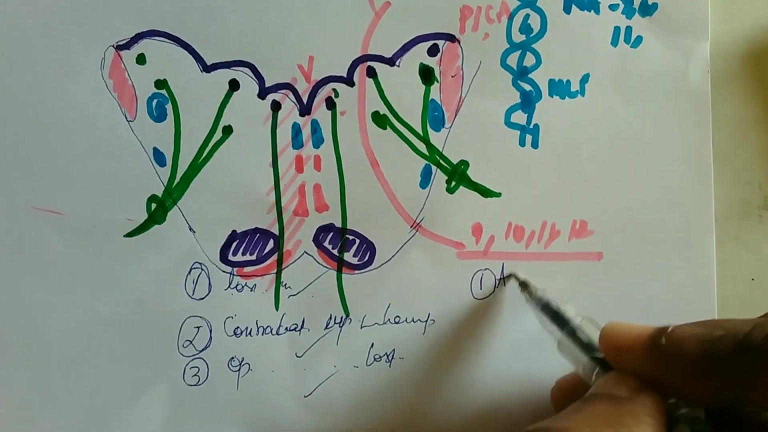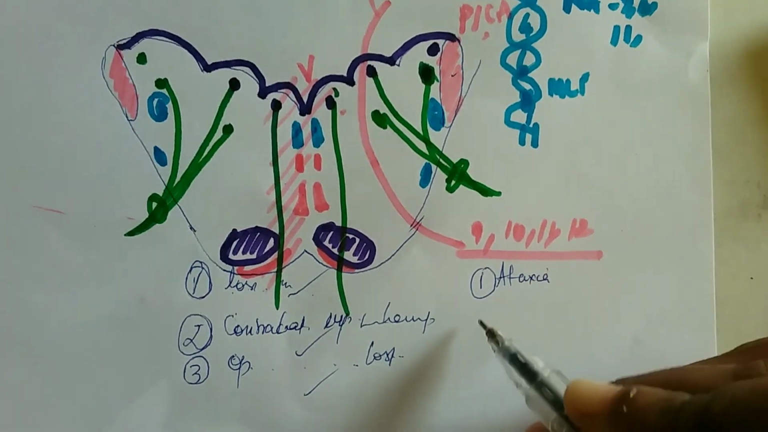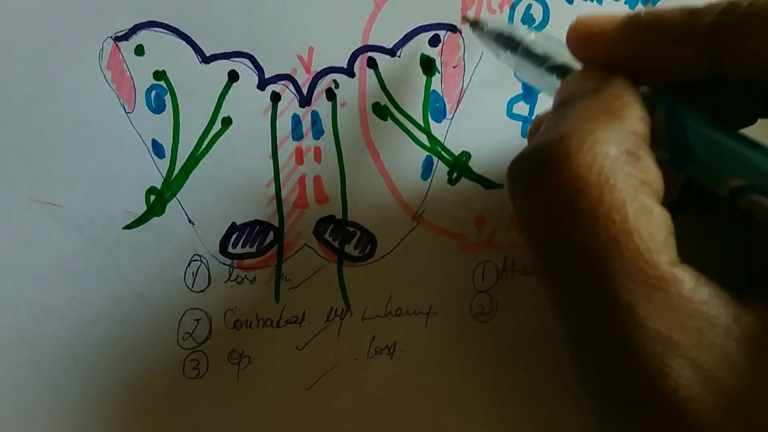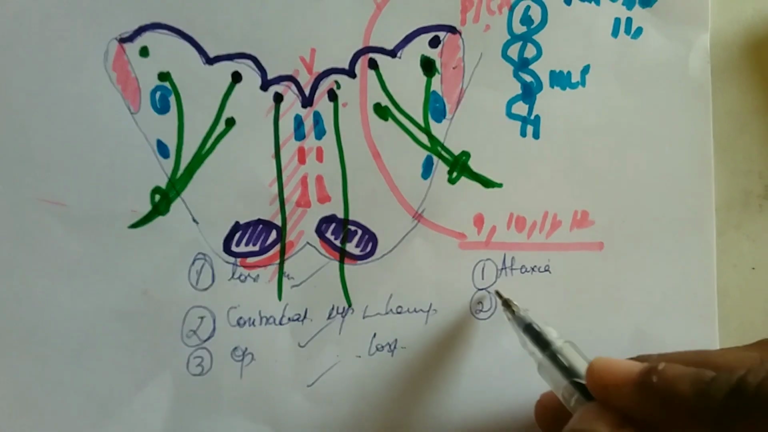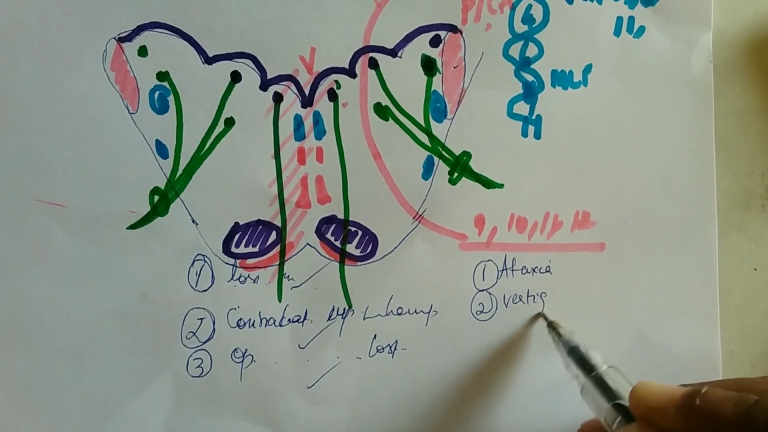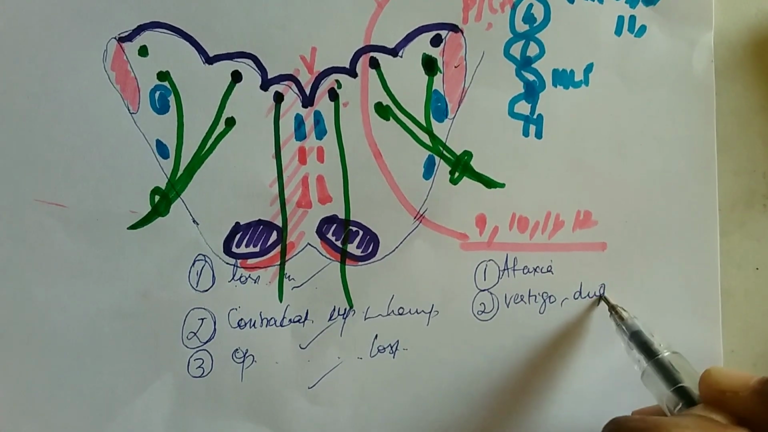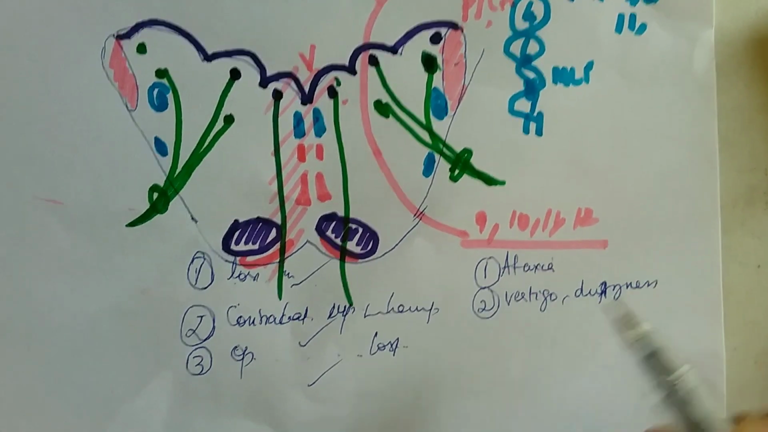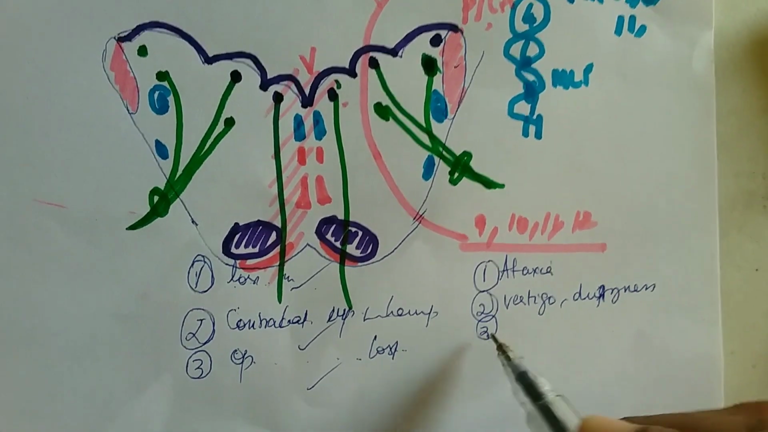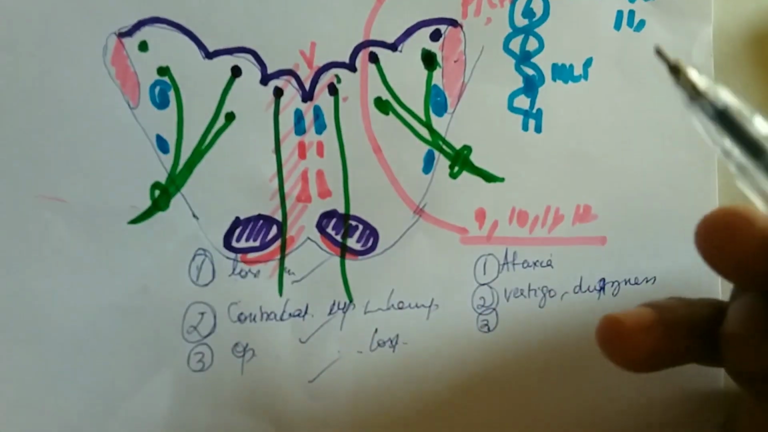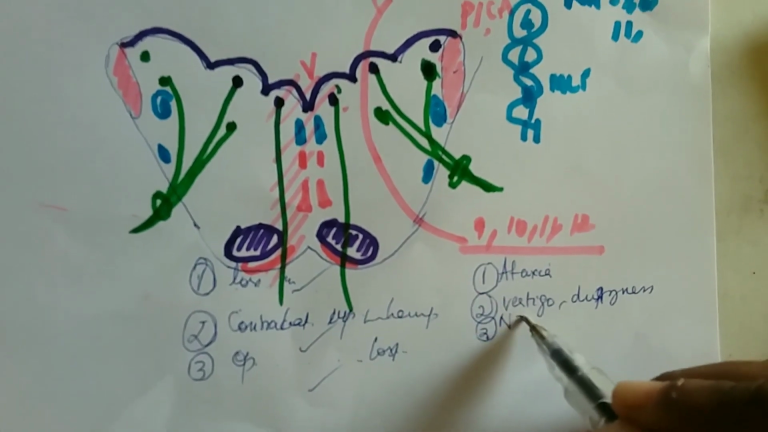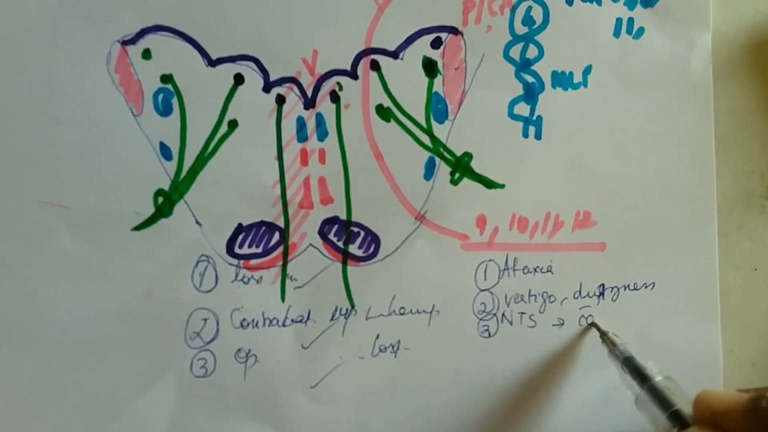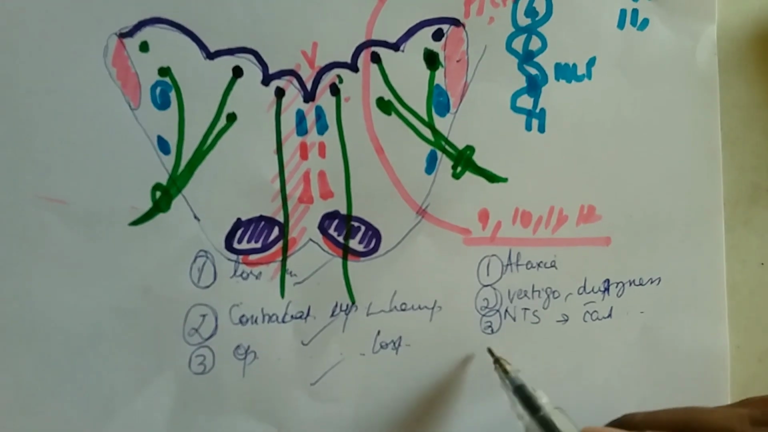So the patient will be having ataxia. Very good. Number two, vestibular nucleus is out. So the patient will be having vertigo, dizziness, giddiness. Okay, everything. And then number three, what is this? Nucleus tractus solitarius out. Taste sensation from the anterior two-thirds of the tongue, everything is gone.